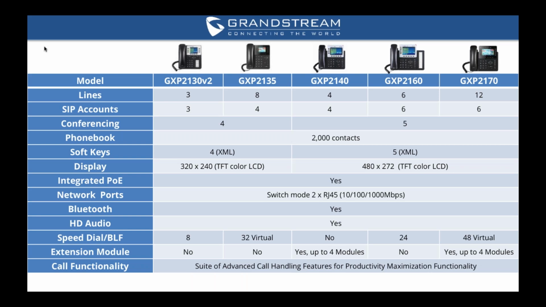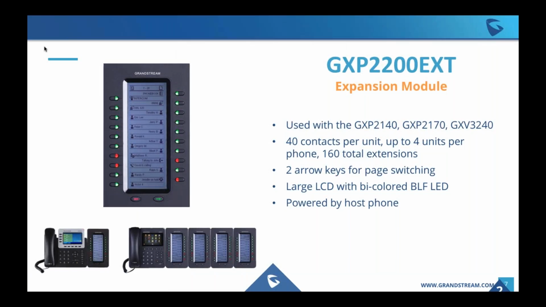So again, these are more high-end. These are the high end of our desktop IP phone, color screen operating system, support for a lot of different lines. The 2170 and the 2140, as you'll see on the next screen, and as you see down there at the bottom, work with our extension module, which I'll show you in just a moment. The Bluetooth functionality is definitely a great feature to point out as well. So again, these are the 2100 series, the more high-end options within our desktop IP phone portfolio.